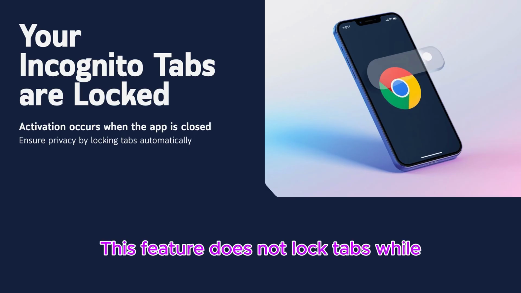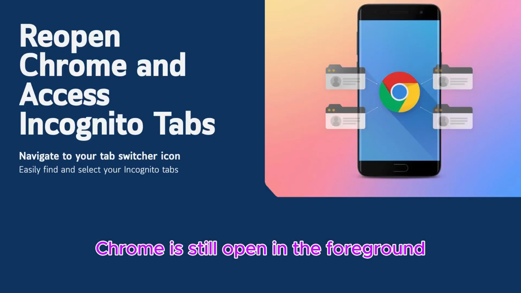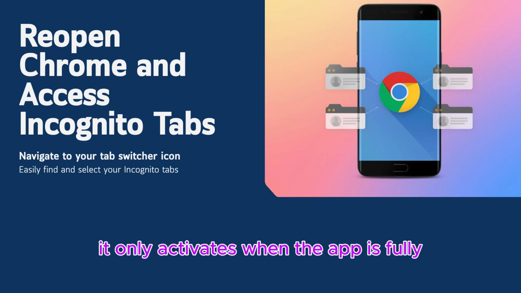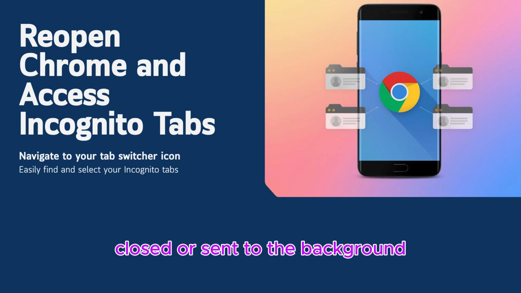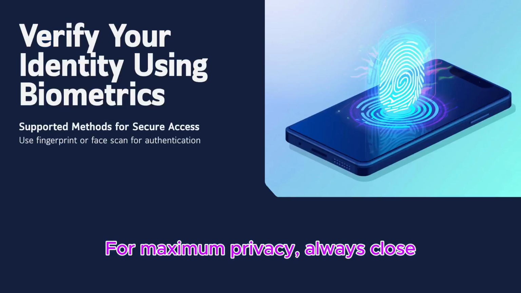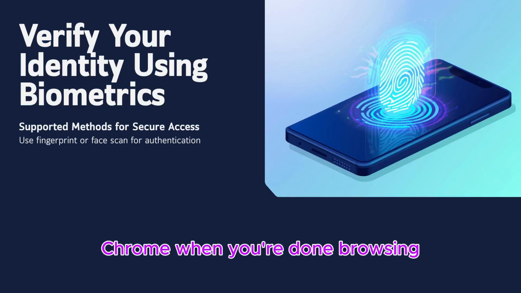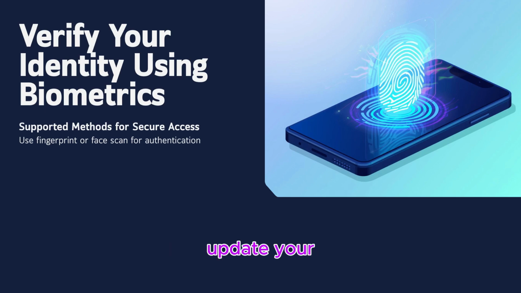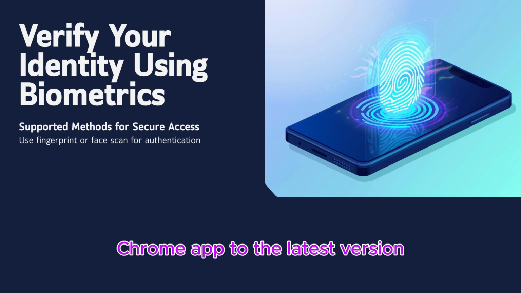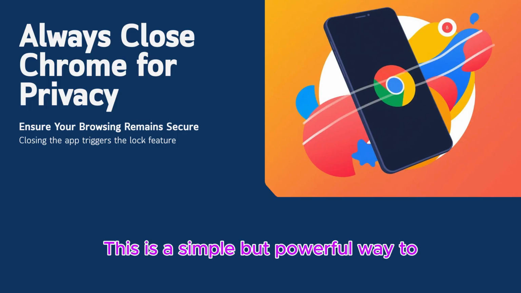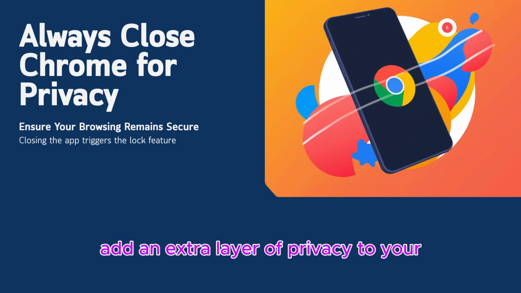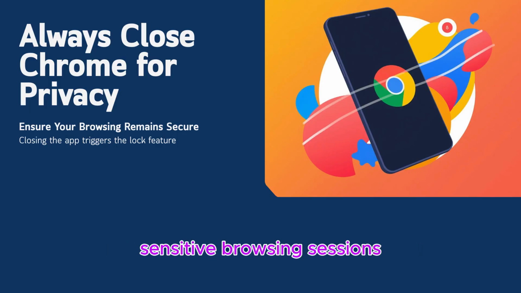This feature does not lock tabs while Chrome is still open in the foreground. It only activates when the app is fully closed or sent to the background. For maximum privacy, always close Chrome when you're done browsing. If you don't see this setting, update your Chrome app to the latest version. This is a simple but powerful way to add an extra layer of privacy to your sensitive browsing sessions.